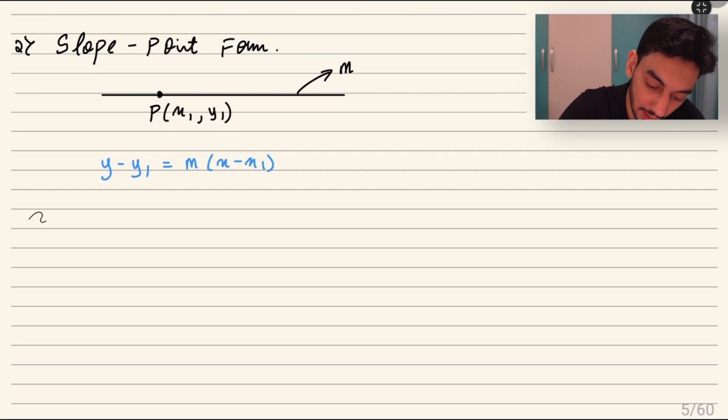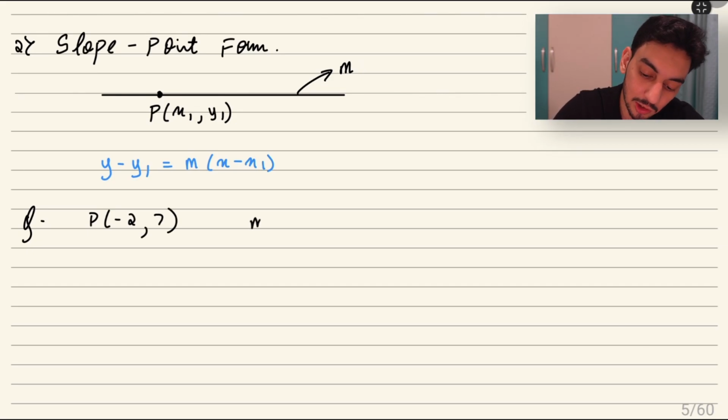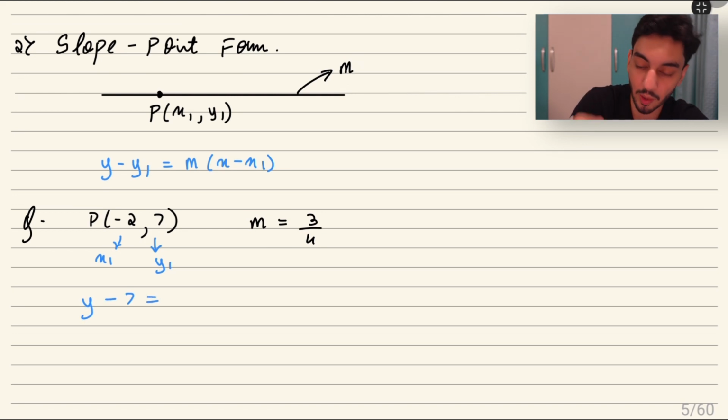Okay, let us pick up an example. Let's say we need to find an equation. I won't write the entire statement. Let's say there's a point P which is given to me. Point could be anything. Let's consider negative 2 comma 7, and let's say the slope is given to me as 3 over 4. Now how do I do it? Very easy. I know what x1 and y1 is. This negative 2 is x1 and this 7 over here is y1. So y minus 7 is equal to m, m is 3 over 4, so 3 over 4 times x minus x1.